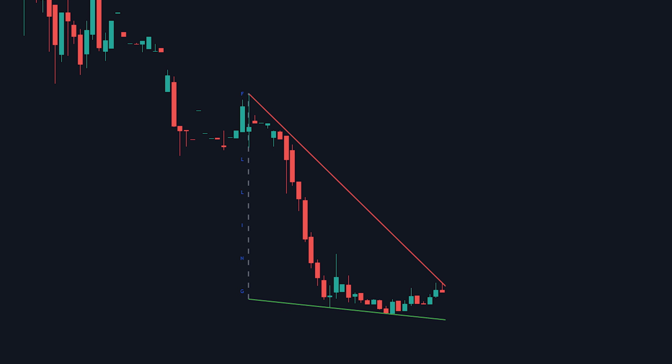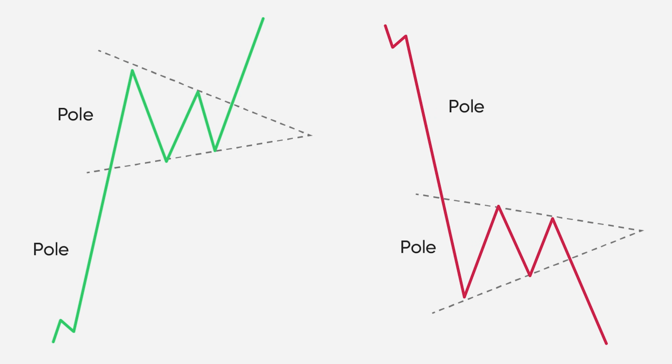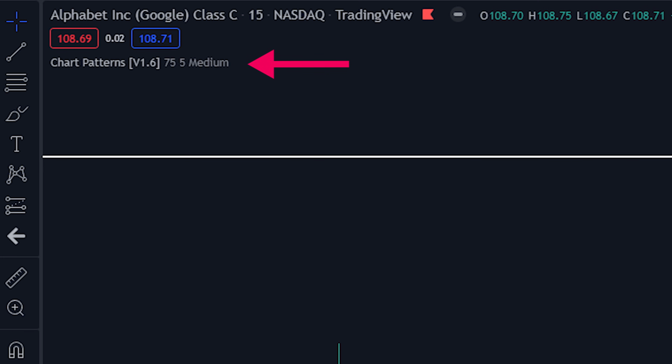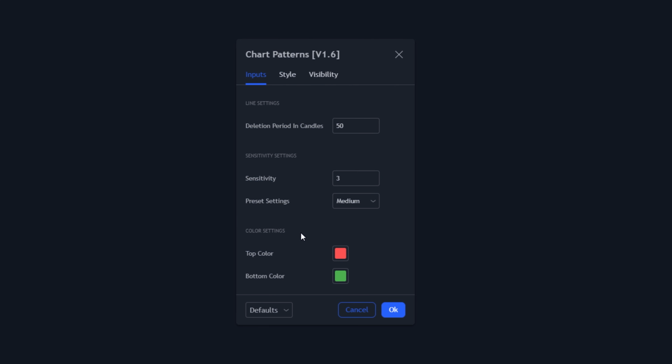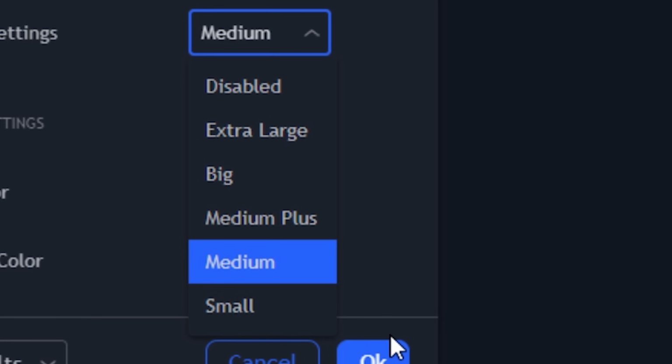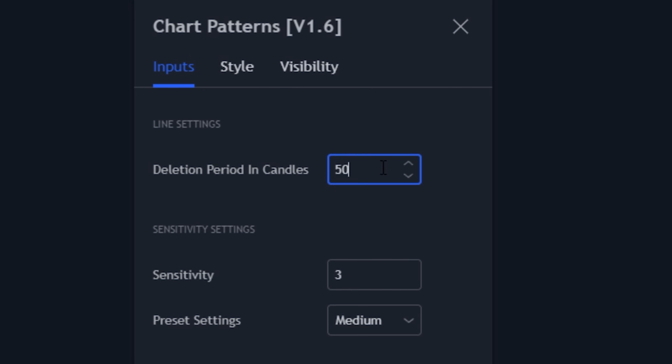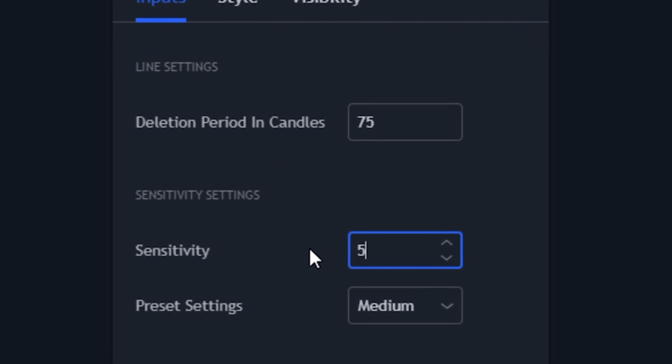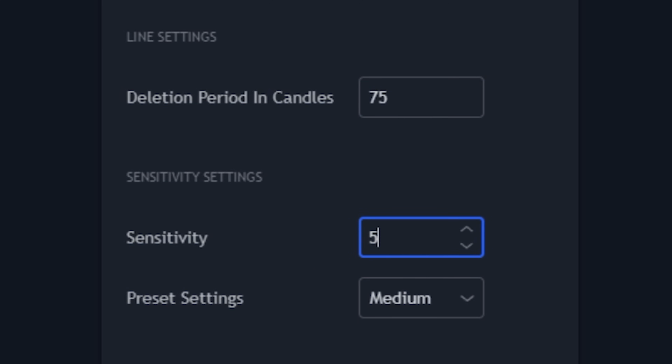I found this private indicator called Chart Prime. What it does is automatically draws the chart patterns for you. It can do channels, pennants, wedges, everything. You just download the indicator, add it to your chart, and select whatever preset size you want the pattern to be. The larger the preset, the more the indicator will go back in time, and the larger the actual pattern will be. You can also manually change the sensitivity or deletion period of the candles if you want to be a little more exact with the patterns and not use a preset.